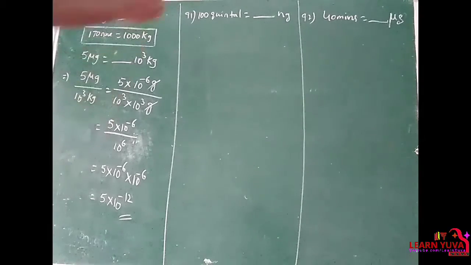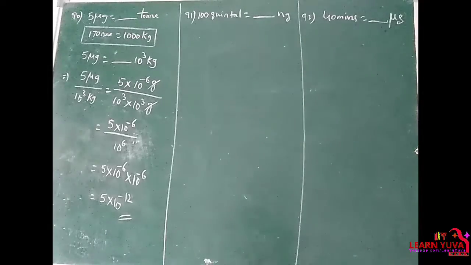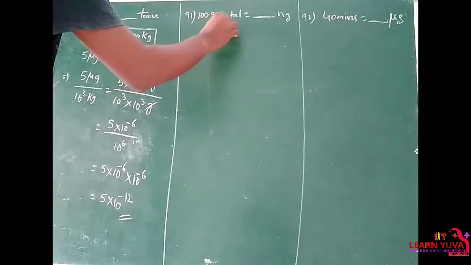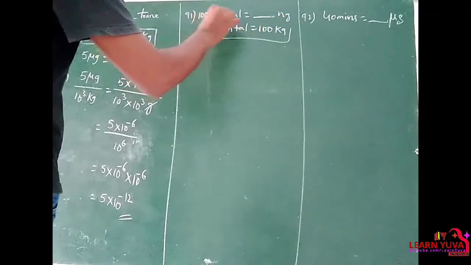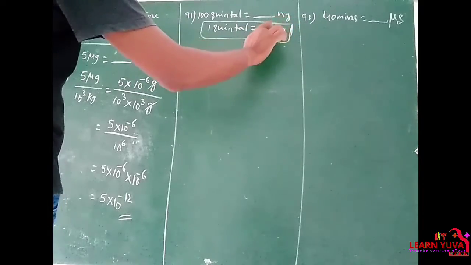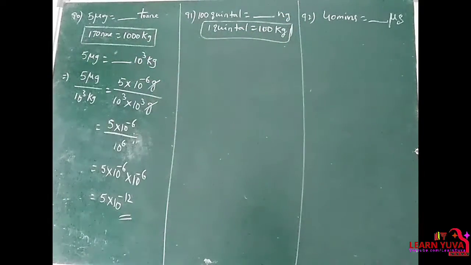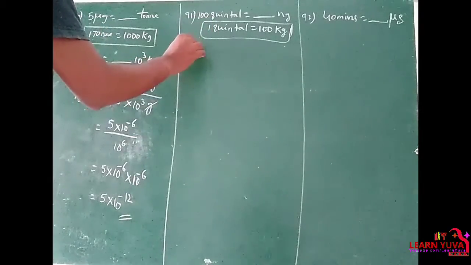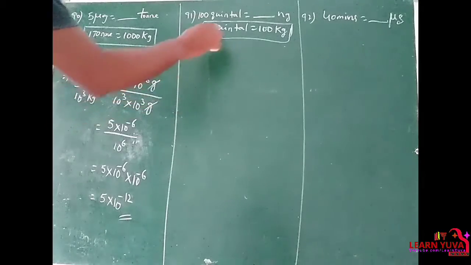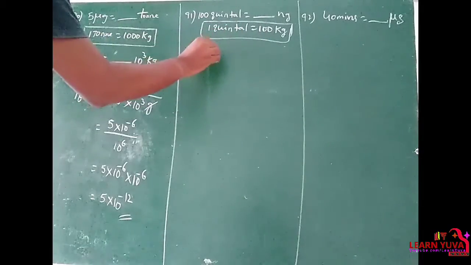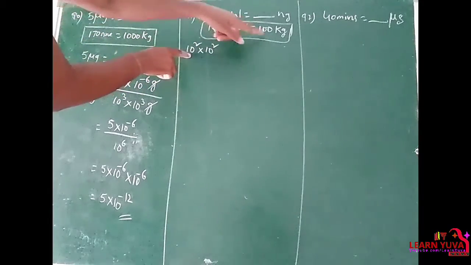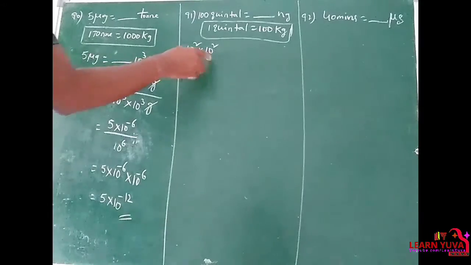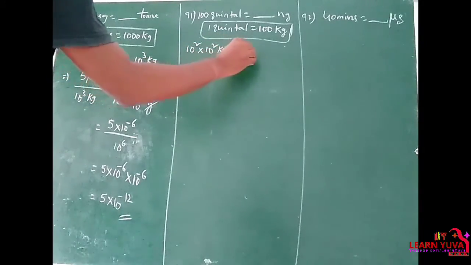Next, 100 quintals is equal to dash nanograms. 1 quintal is equal to 100 kg. We have to know this value. One quintal is equal to 100 kg. So 100 quintal can be written as 10 square into 100 kg, and this 100 can again be written as 10 square kg, is equal to dash nanograms.